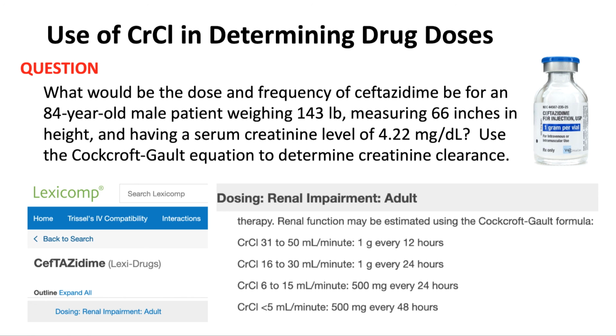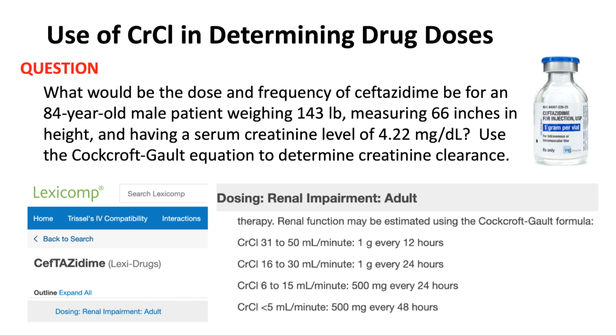All right. Let's say the kidney function is even worse than that. Let's say it's only 6 to 15 milliliters per minute. Then you'll notice we do both things. We reduce the dose from 1 gram to 500 milligrams. And we also reduce the frequency, again, from 12 hours down to 24 hours. And if it's even worse than that, if the creatinine clearance is less than 5, which is almost no kidney function, that's bad, then the value would be 500 milligrams extended to every 48 hours.